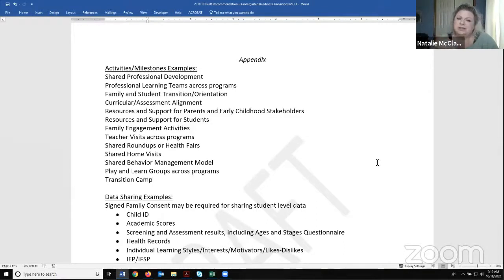Are there any questions on this? That was a really quick overview of a lot of options that there are in this MOU.